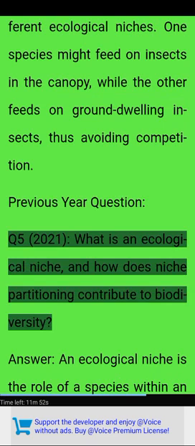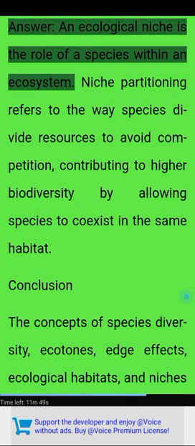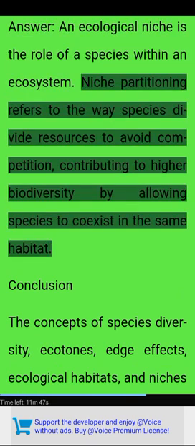Previous year question. Q5 2021. What is an ecological niche, and how does niche partitioning contribute to biodiversity? Answer. An ecological niche is the role of a species within an ecosystem. Niche partitioning refers to the way species divide resources to avoid competition, contributing to higher biodiversity by allowing species to coexist in the same habitat.